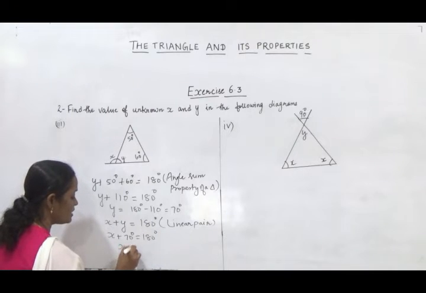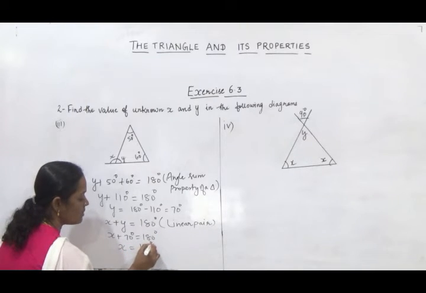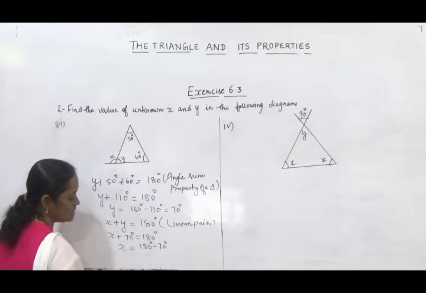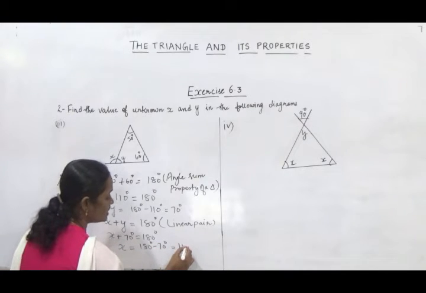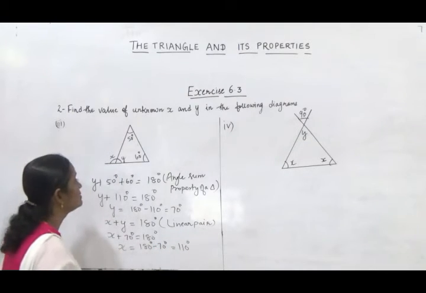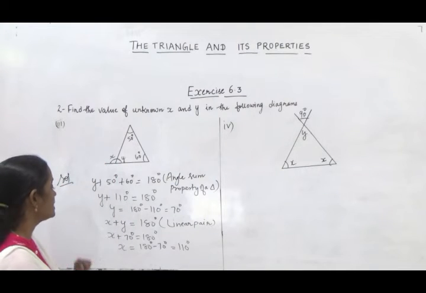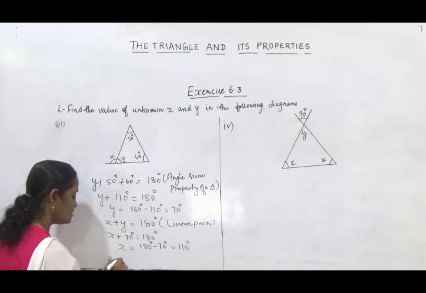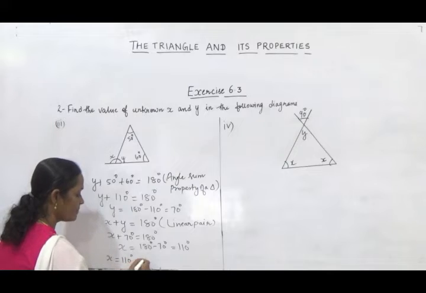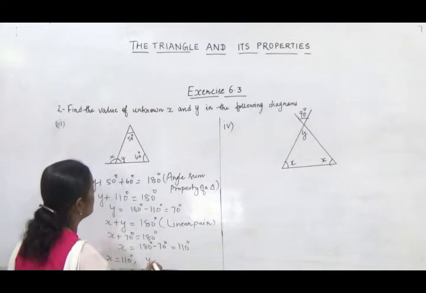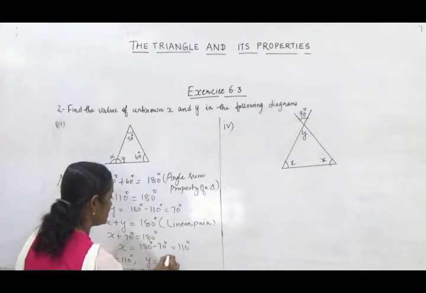So what will be the value of x? It will be 180 minus 70 degree. It is equal to 110 degree. The value of x is 110 degree. So x is equal to 110 degree, y is equal to 70.